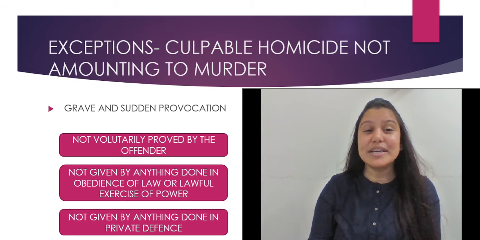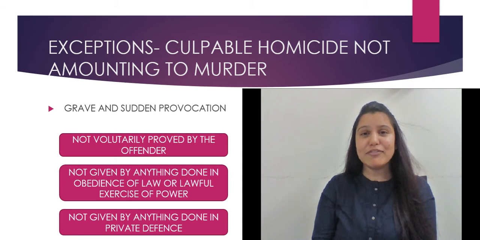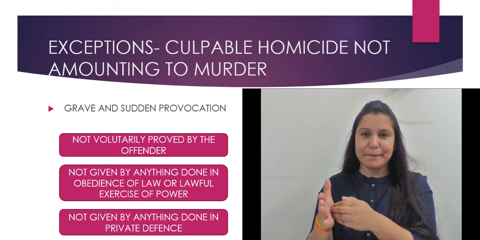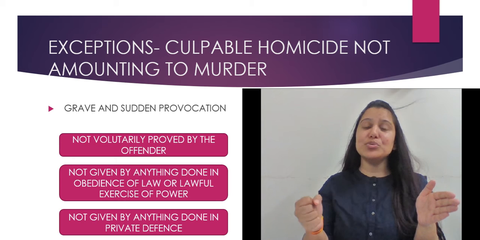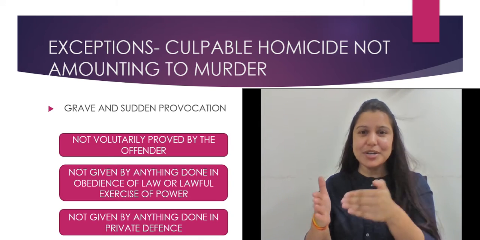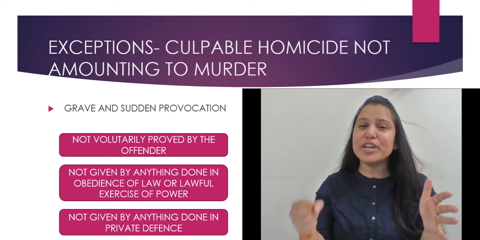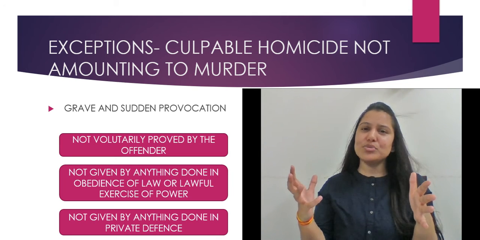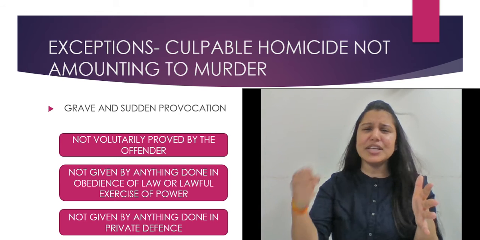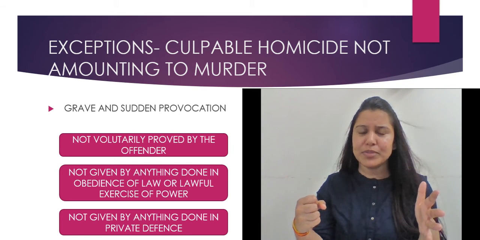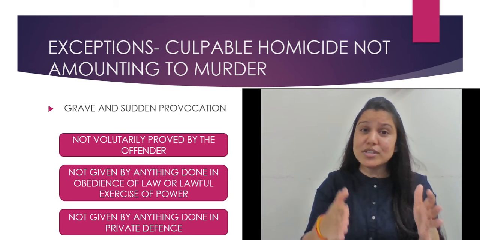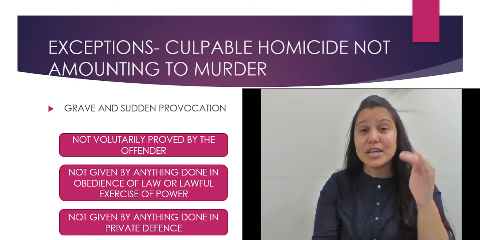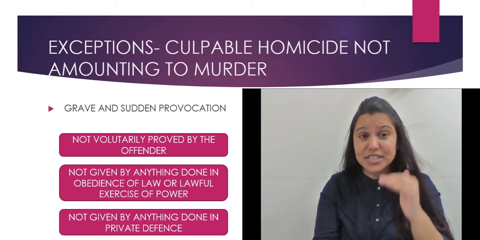Now the exception says grave and sudden provocation. Say A murders B, but A murdered B due to sudden provocation given by B. He was abusing and saying whatever he wanted to say, or any kind of provocation which was being given by B, and because of which A killed B. Of course he will be punished, but he will be punished under Section 304. But there are certain things which we need to keep in mind when we see grave and sudden provocation.